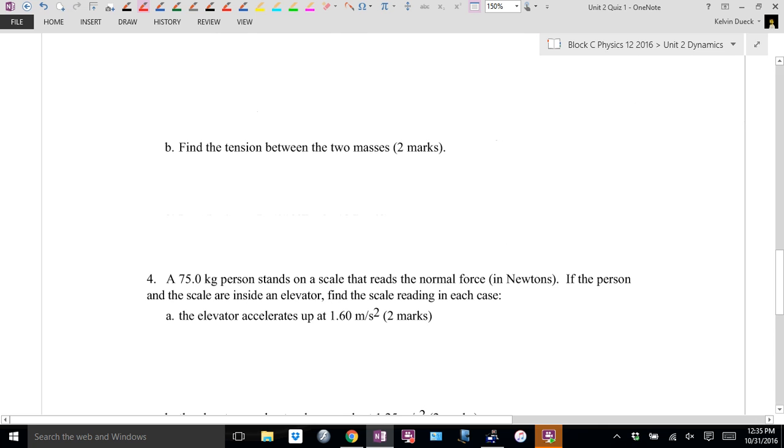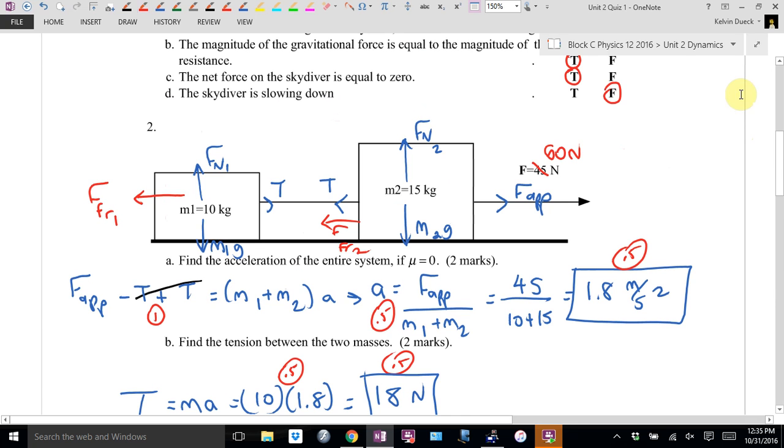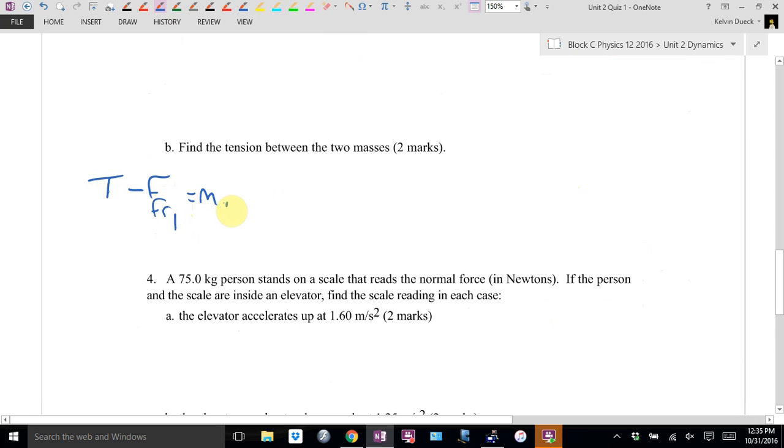Speaking of cheating and tension, let's find some tension. It says find the tension between 2 masses. You could use mass 2. I still think mass 1 is cleaner, so I'm going to go use mass 1. For mass 1, it would be tension minus friction force 1 equals M1A. It's going to be tension equals M1A plus friction force 1. It's going to be M1A plus mu times the normal force.